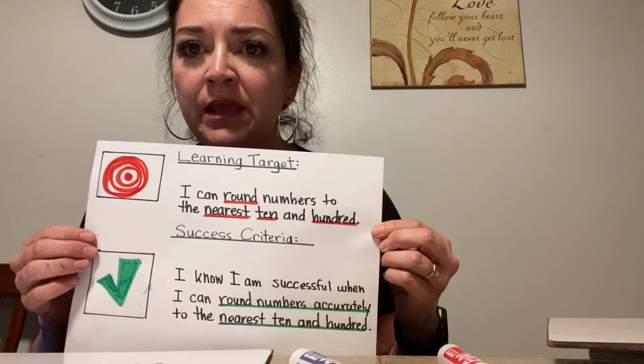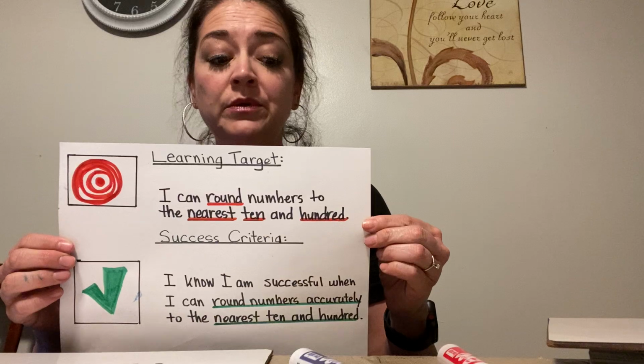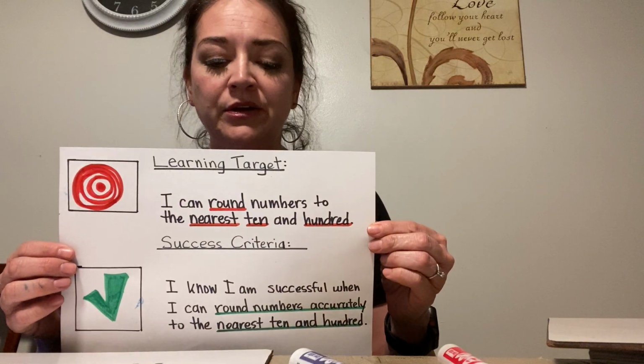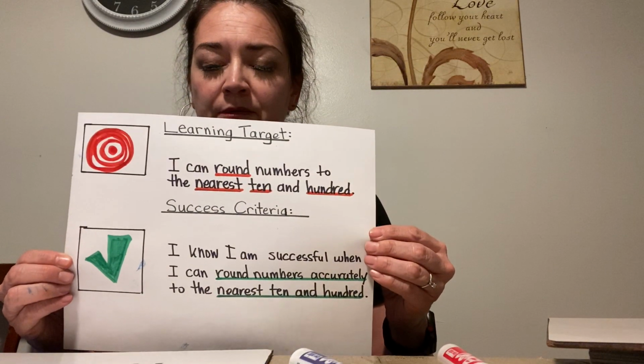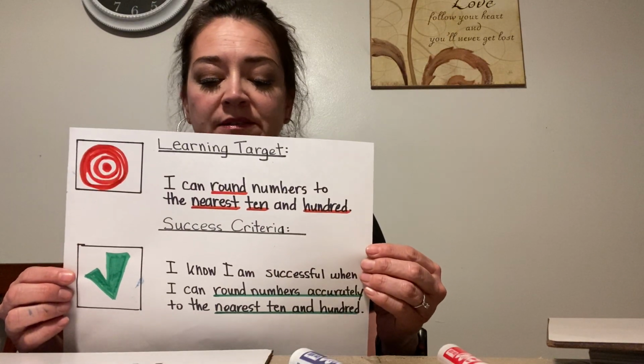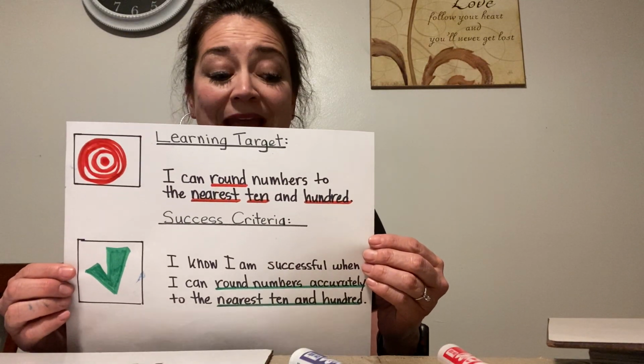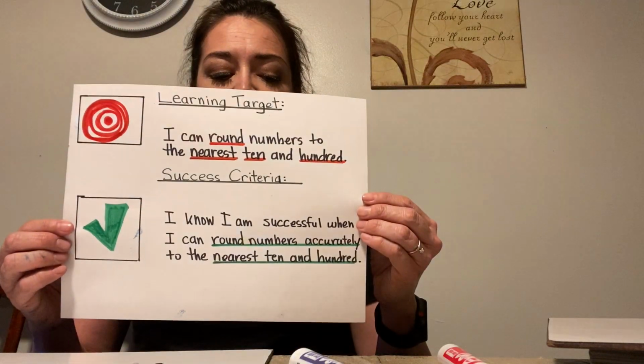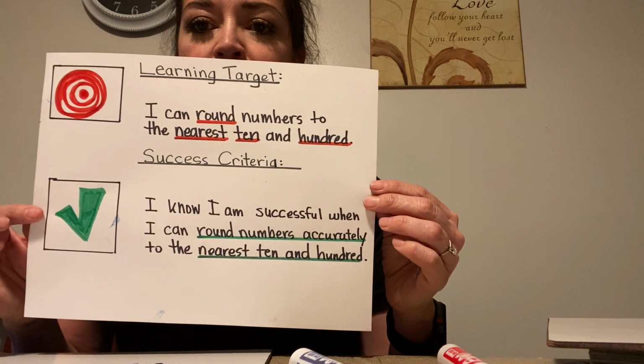So I wanted to go over the learning target for us today. The learning target is: I can round numbers to the nearest 10 and 100. Okay, that's what we're going to focus on today. And our success criteria: I will know I am successful when I can round numbers accurately to the nearest 10 and 100. All right, so that's going to be our focus today.